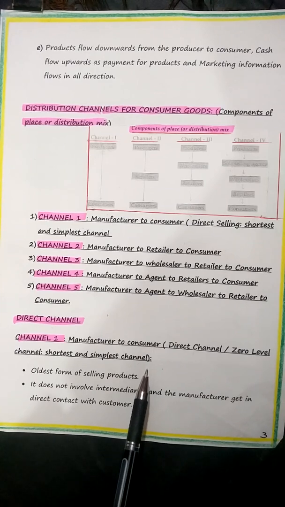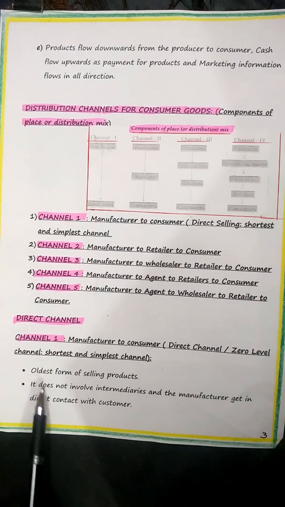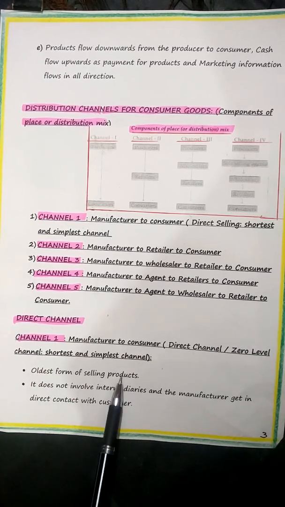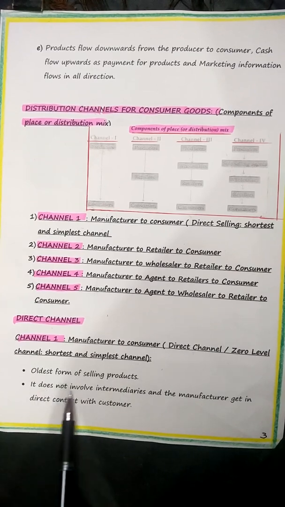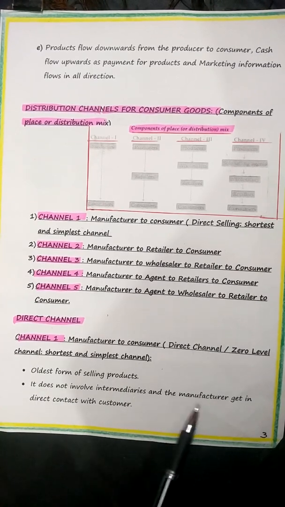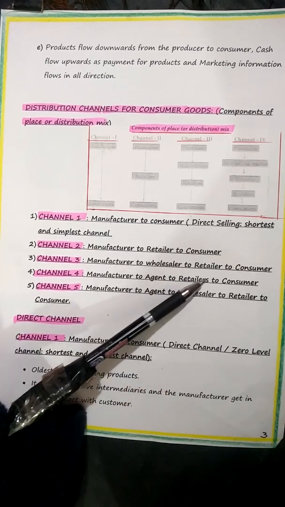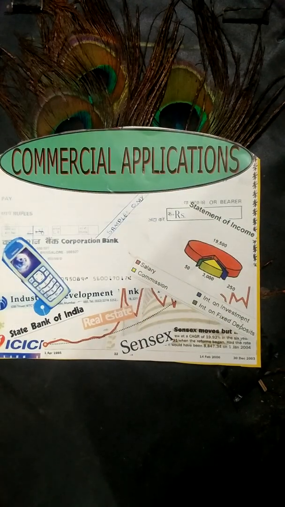Direct channel is nothing but straight away from the producer to the consumer. The first important point: direct channel is the oldest form of selling products. Direct channel does not involve intermediaries, and the manufacturer gets in direct contact with the consumer. So you must understand this. The third point is sale of perishable goods, expensive goods.